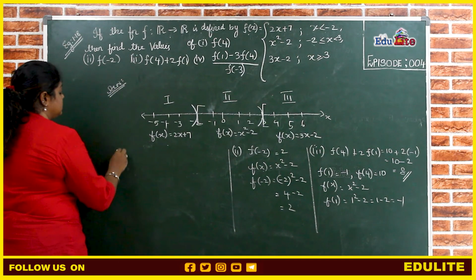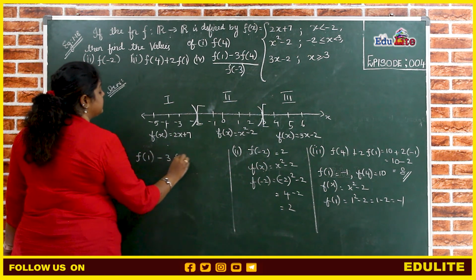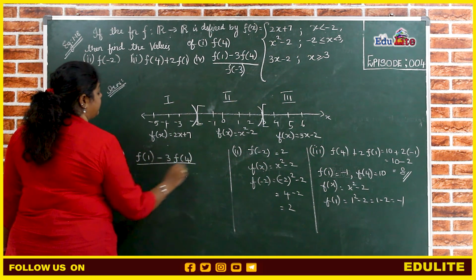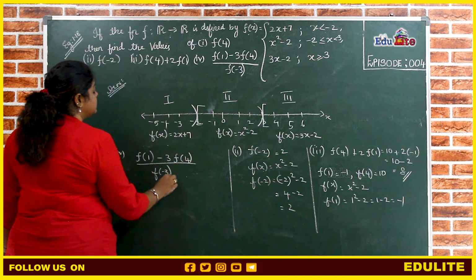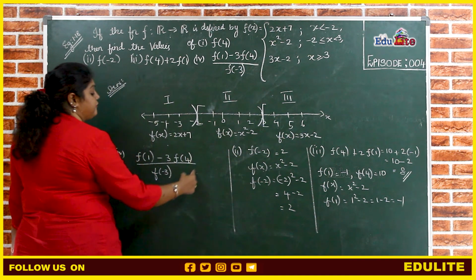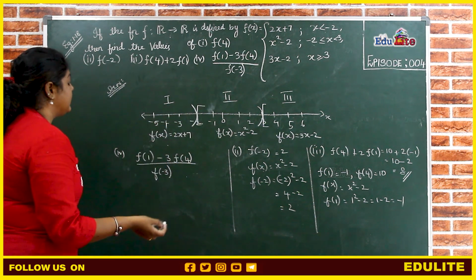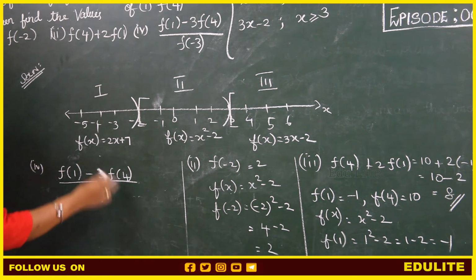So next is the fourth subdivision. It is given as f of 1 minus 3 into f of 4 divided by f of minus 3. In this we already found the value of f of 1, which is minus 1. F of 4 also we found in the first subdivision itself. We got f of 4 as 10. Let us find f of minus 3 and we will simplify.